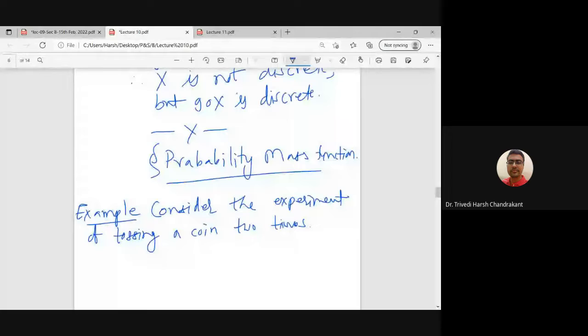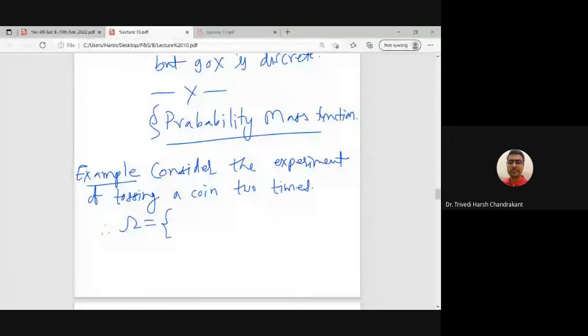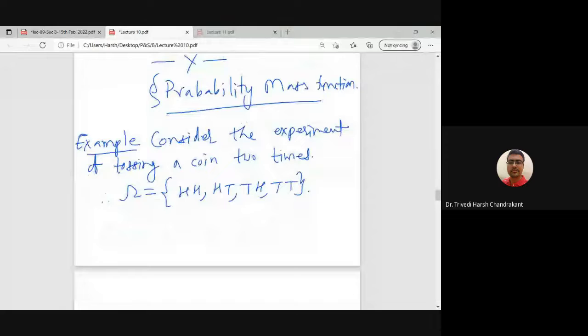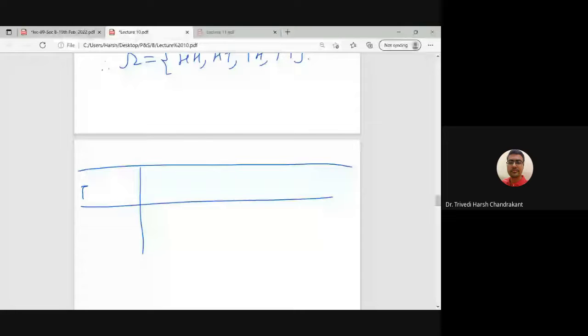So if we toss a coin 2 times, then what is the sample space? Sample space is basically, we know that it is either HH, HT, TH or TT, right? Because either we get head or tail. So let us make a table of these. So first is sample space. So how many possibilities? HH, HT, TH, TT.